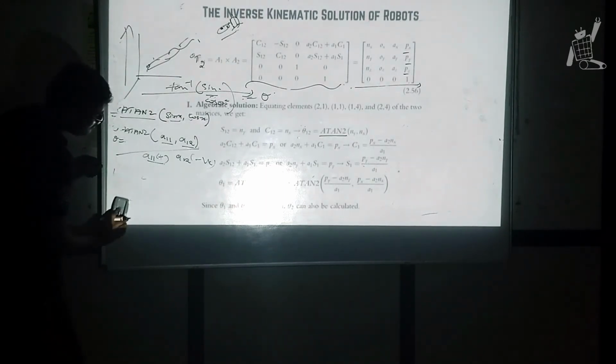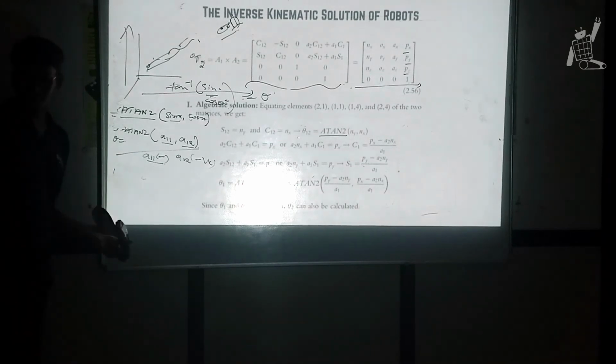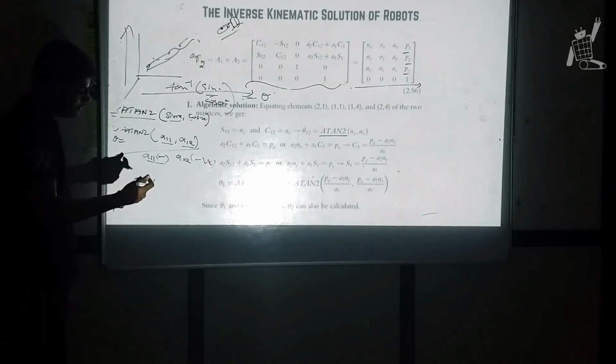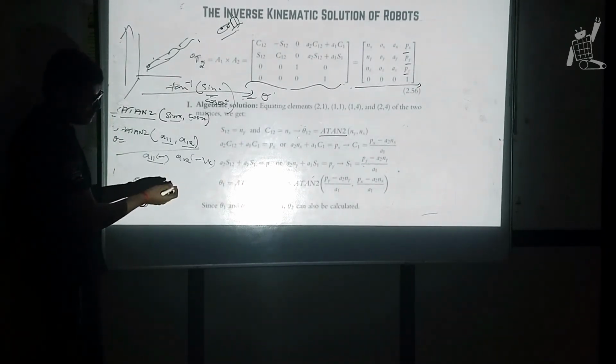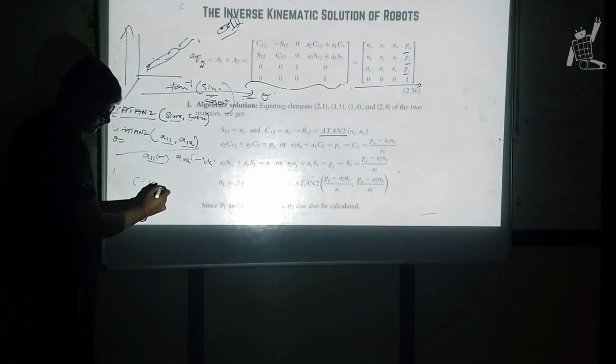And if both are negative, it is third quadrant, right? So we will get a theta by finding tan inverse a11 by a12. The theta is in third quadrant, so that means 180 plus theta.